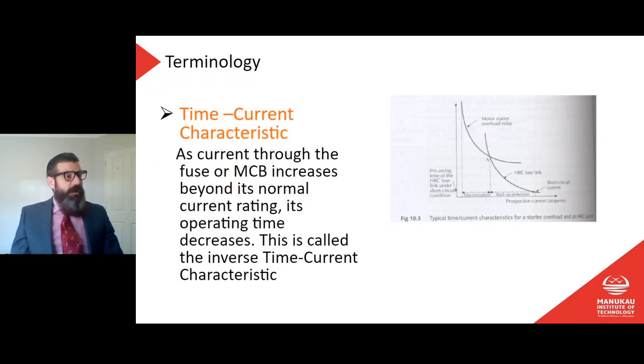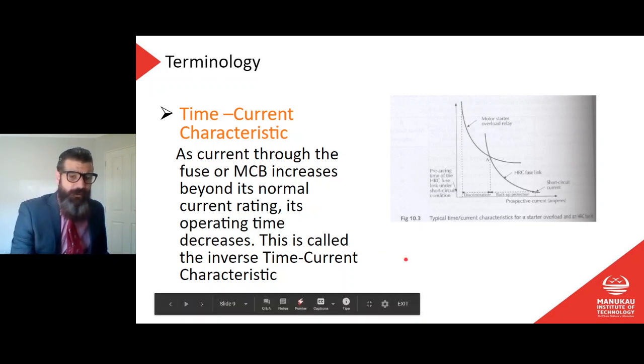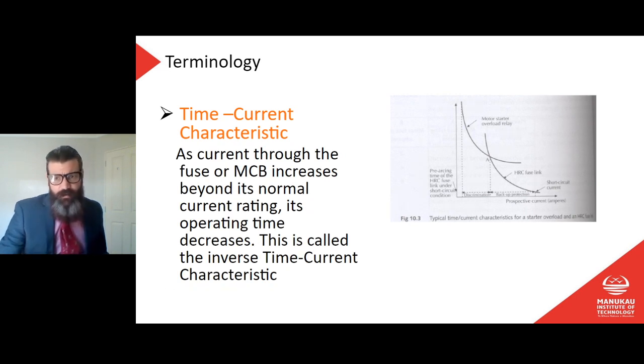Next one is time current characteristic. As current through the fuse or MCB increases beyond its normal current rating, its operating time decreases. This is called the inverse time current characteristic.